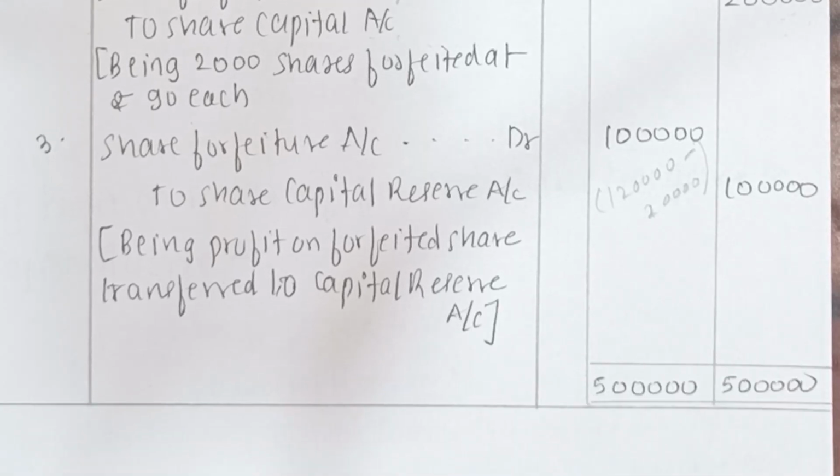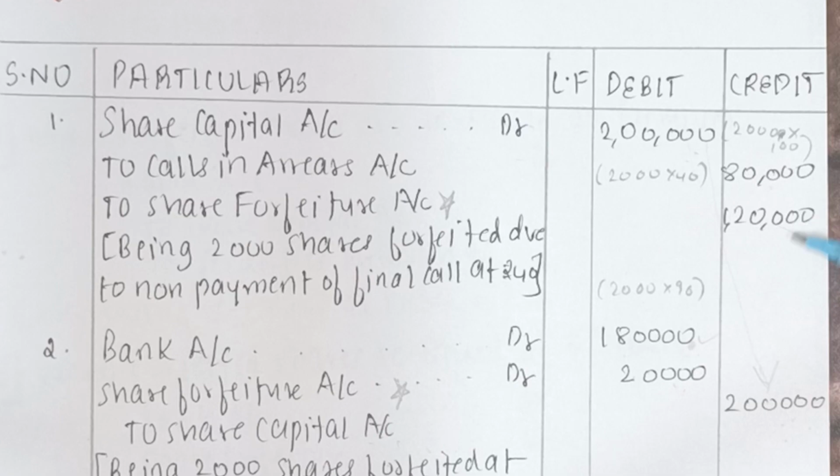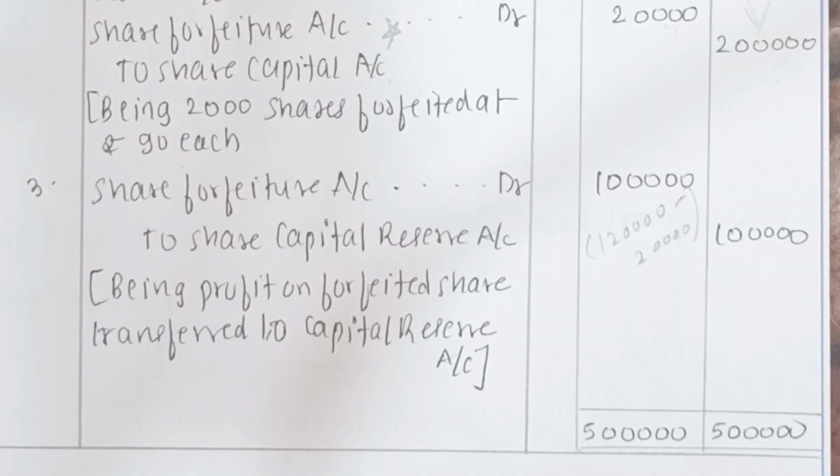Okay. And the last entry, what you can do is, see share forfeiture account, just mark it, subtract the first amount from the second. So after I finished recording all the entries, what I have done is I have totaled both the sides, that is debit as well as credit. I got it as 5 lakhs on the debit and the credit side. So this is how you are supposed to solve a problem on reissue of journal entries.